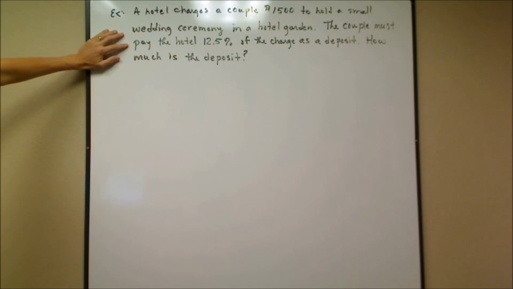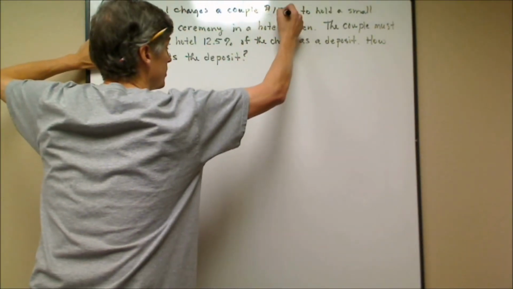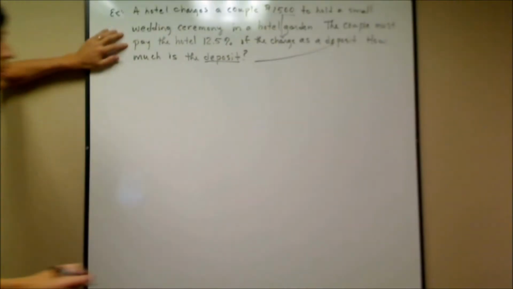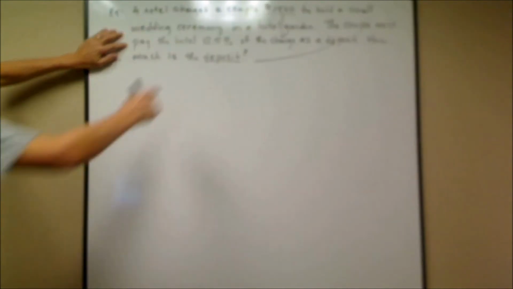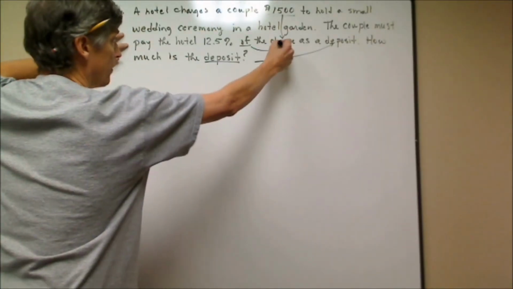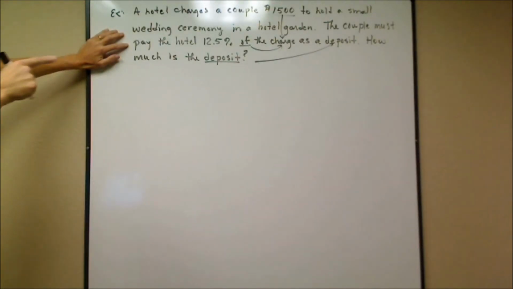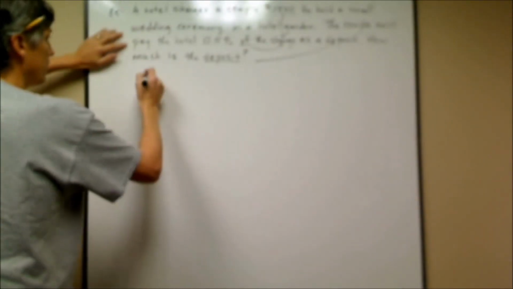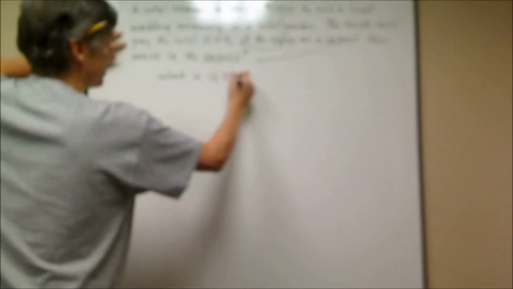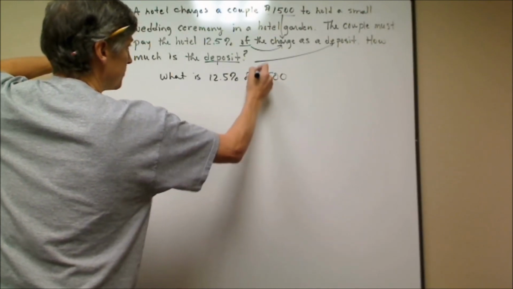So what we have to do is kind of paraphrase a little bit. It says the couple must pay 12.5% of the charge as a deposit. Well, this is the charge right here. Okay? And we're trying to find the deposit. That's what we're looking for right there. So we have the percent. There's the word of, so we know that that's the base number or the of number. And the deposit is what this percent of this base number equals, so that's our part. So this is saying, essentially, what is 12.5% of $1,500? That's what the problem is.